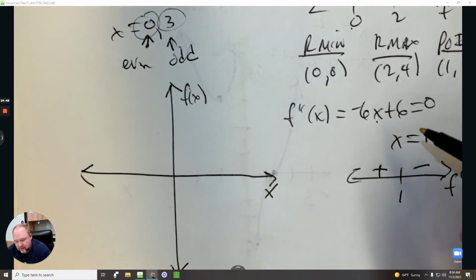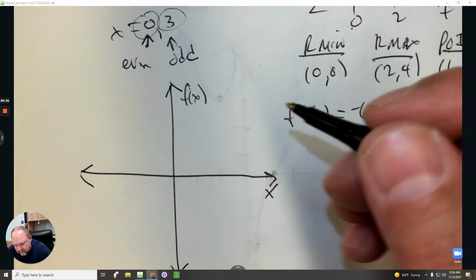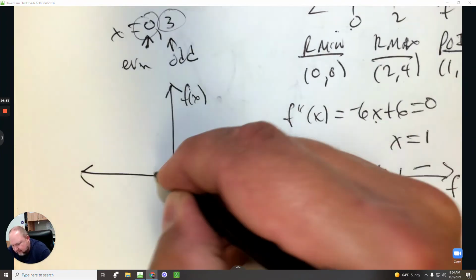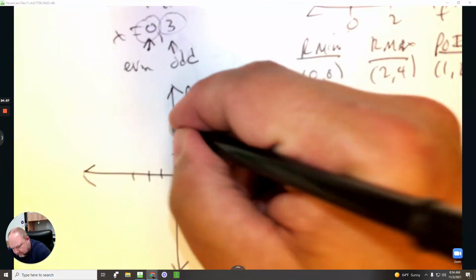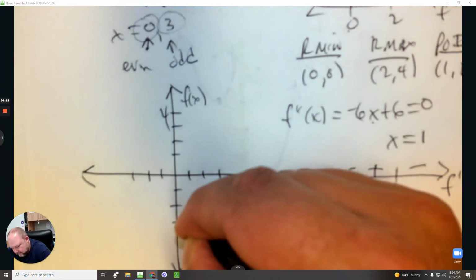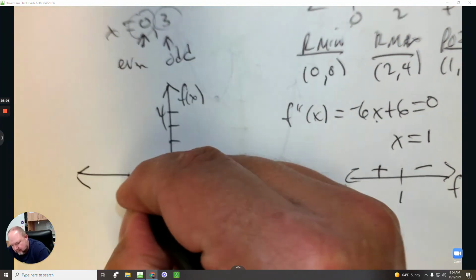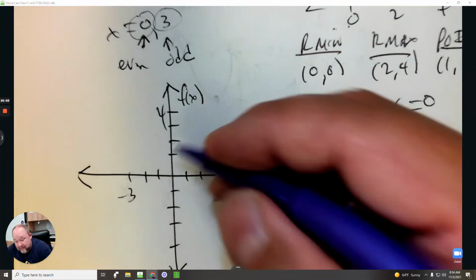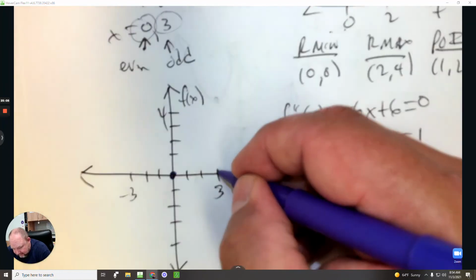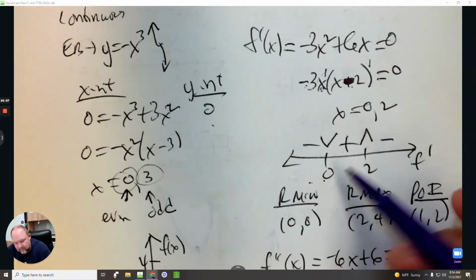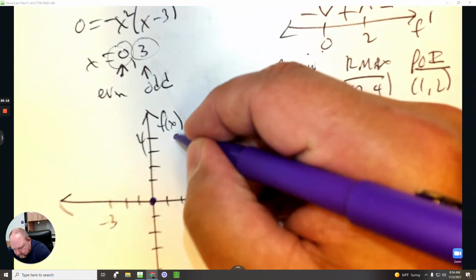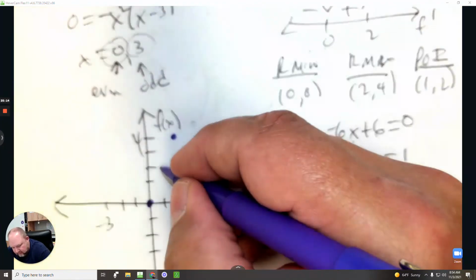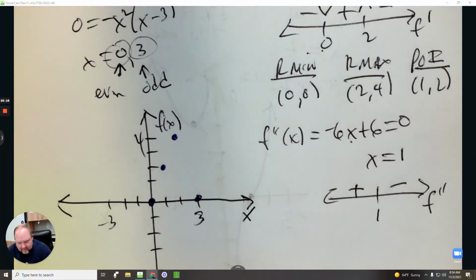All right, so I'm going to start with the intercepts. First of all, it counts to 3. So 1, 2, 3. This goes up to 4. So we have an intercept at 0 and at 3. This graph also has a maximum at (2, 4) and a point of inflection at (1, 2). So those are the points I have down.